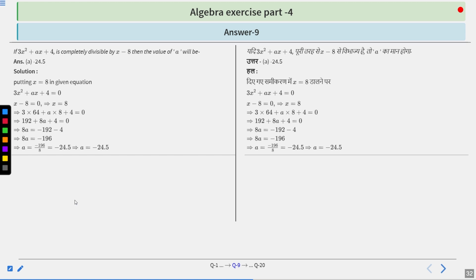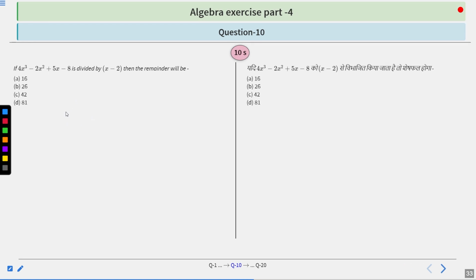64 into 3 is 192 plus 8 into a is 8a plus 4 equal to 0. Therefore, 8a is equal to minus 192 minus 4, that is minus 196. So if 8a is equal to minus 196, then a is going to be minus 196 upon 8, that is minus 24.5. So the value of a is minus 24.5. Option number A is the correct answer.